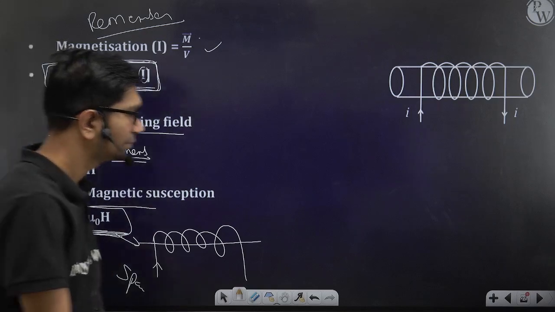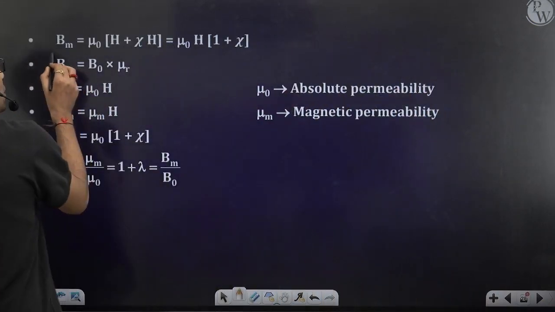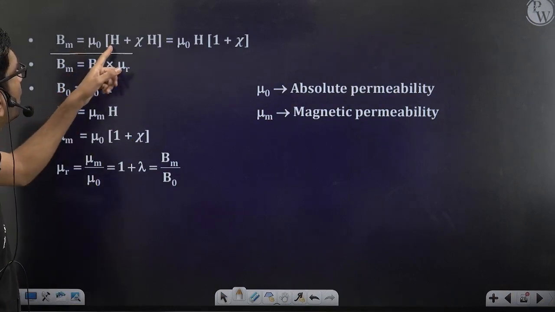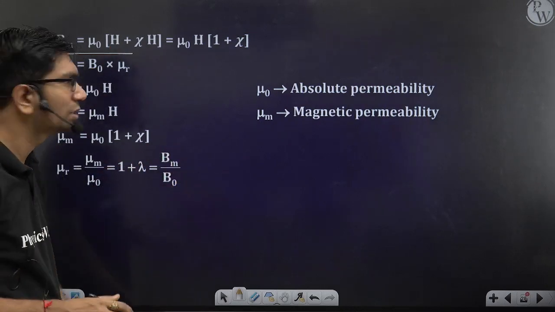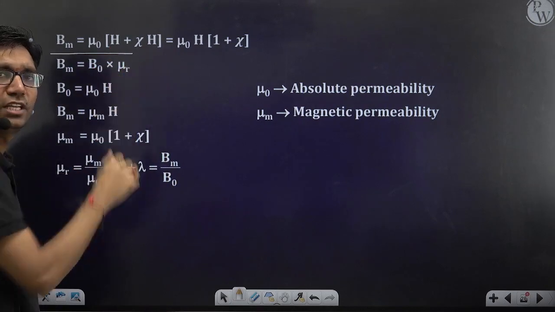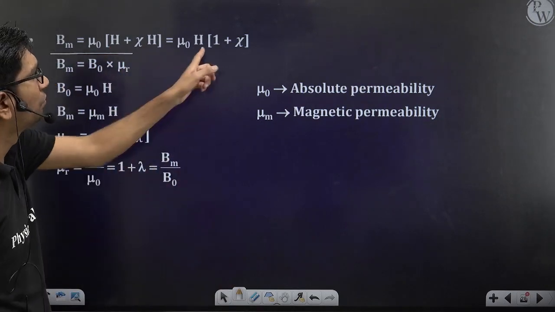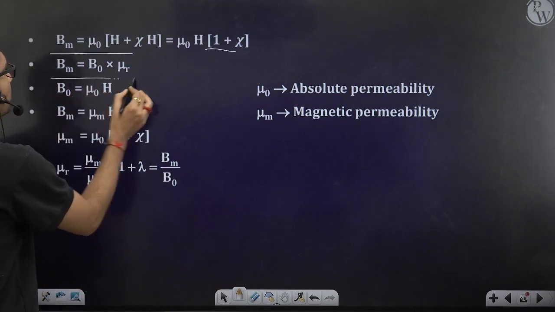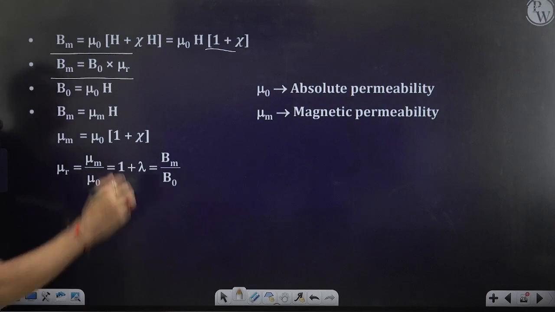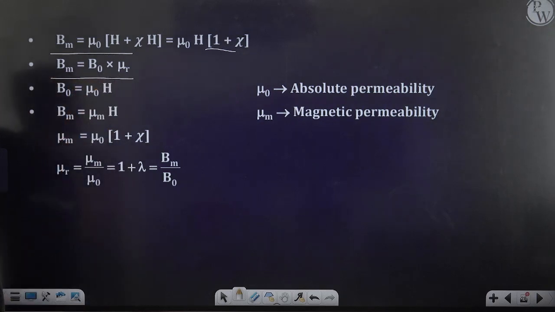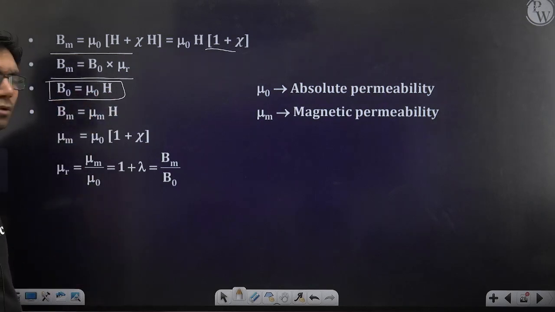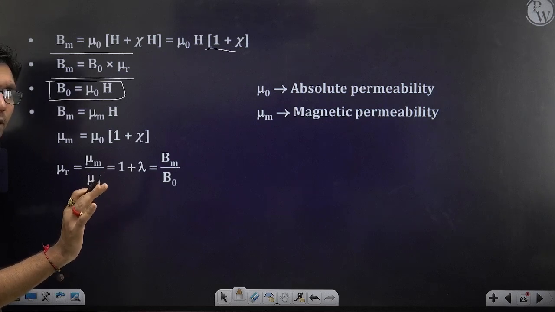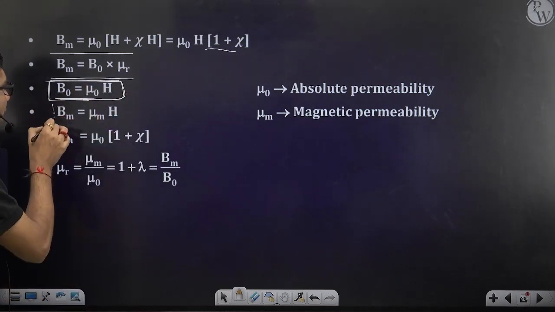So the magnetic field is mu naught into (H plus I). If a medium is present, that is, the iron core, then I equals zeta into H. If you take H common, we get 1 plus zeta. So finally, B in the medium is equal to B naught into mu r. Here, B naught equals mu naught into H, which we have discussed, in free space. This is in the medium.